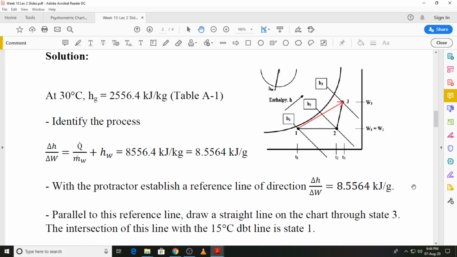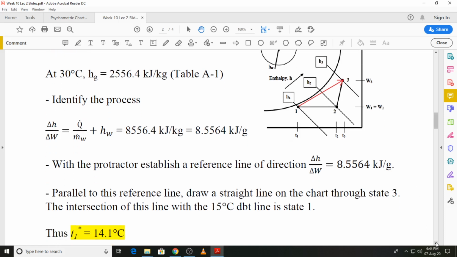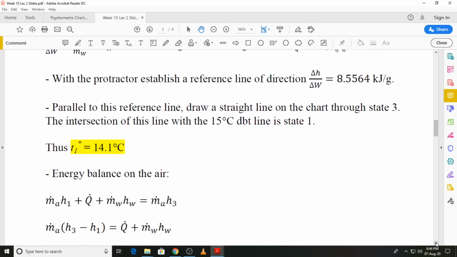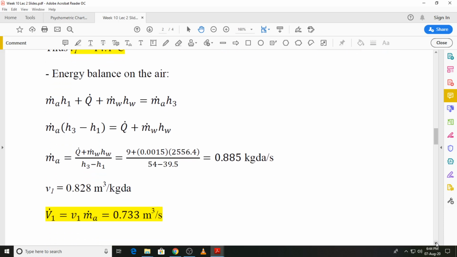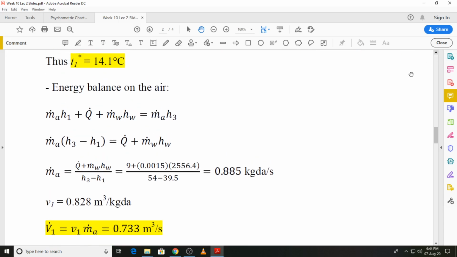and at state 1 then we can read off the wet bulb temperature from the corresponding wet bulb temperature lines, and that value I've shown to be 14.1 degrees C. So that answers the first part of the question.